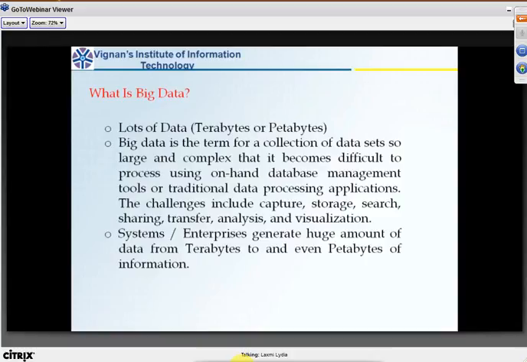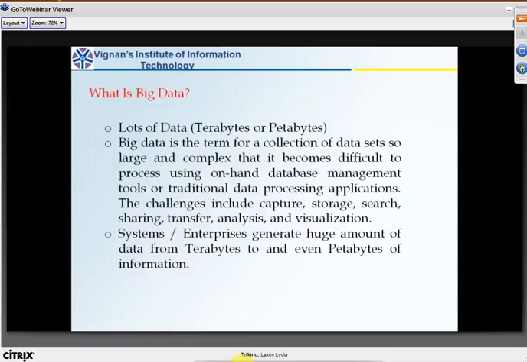So let us start with the most important, worldwide famous concept, that is big data. So what is big data? Big data is nothing but a lot of data, measured in terms of terabytes and petabytes. Generally, big data consists of structured data, unstructured data, and semi-structured data. These various kinds of data combined make up big data.